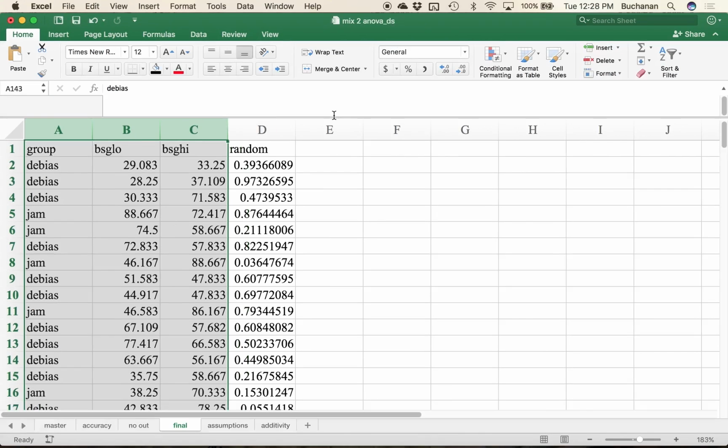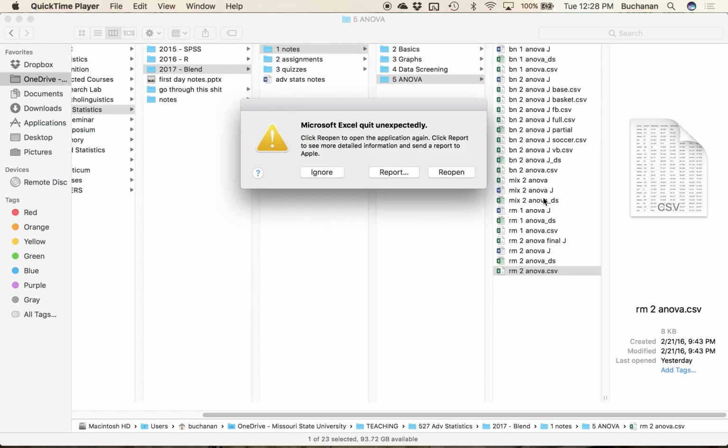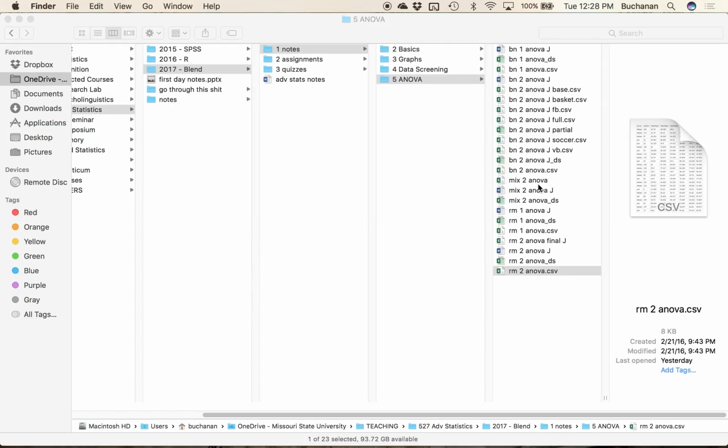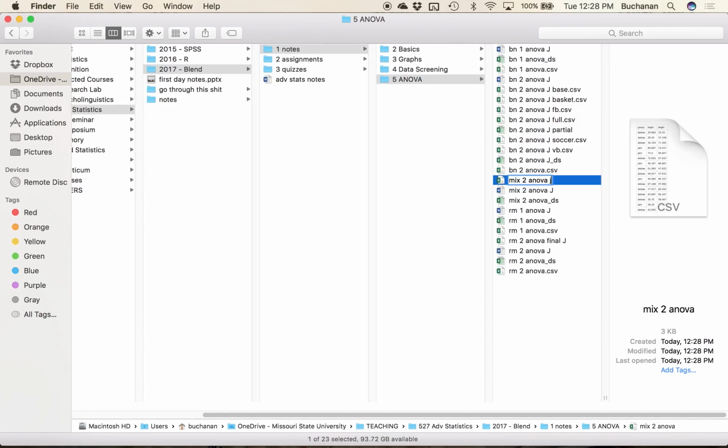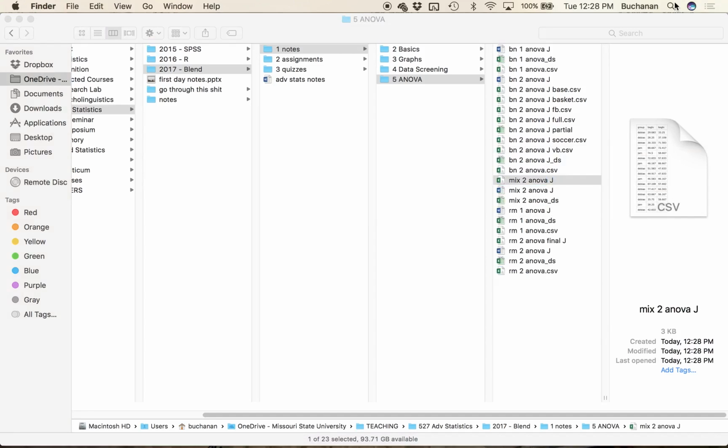And I'm going to say don't save because for some reason I don't know why it asked me to save. I'm going to close this one as well. I'm just going to close Excel. So I've got my mix 2 ANOVA. That's nice. And I'm putting the J on the end for our JASP group. And we're going to open JASP and now finish testing our assumptions.